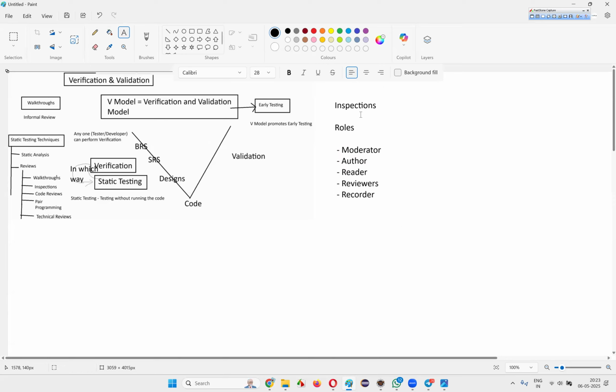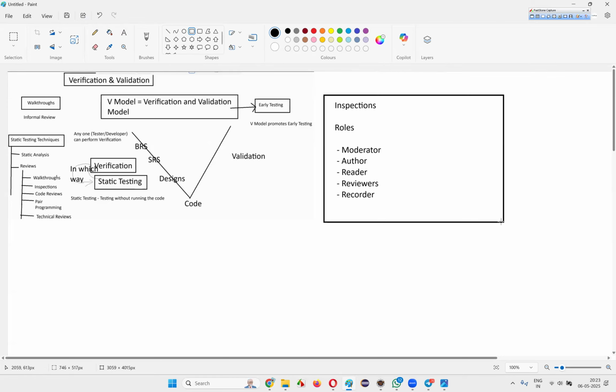And different phases are also there, like a step-by-step process for inspections. Like, the planning phase was there, then the author session will be there. After that, reviewers will be given some time for preparation. Then the inspection meeting will happen. After the inspection meeting, the author will rework on the document with the given feedback. And after that, the moderator will make sure that the author has done the work or not.